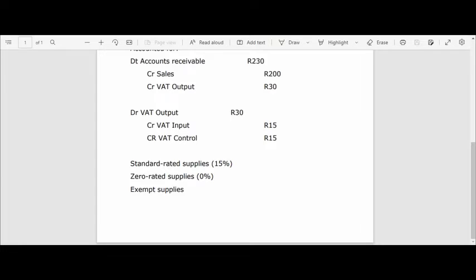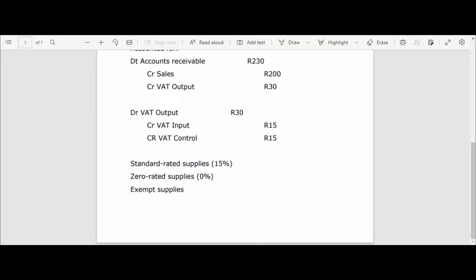Happy, Angel? Yeah, it's basically debtors control or creditors control. Your debtors, thank you, Angel. Your debtors control is your accounts receivable, and your creditors control is the same as your accounts payable. No worries. Thank you. Okay, ladies and gentlemen.